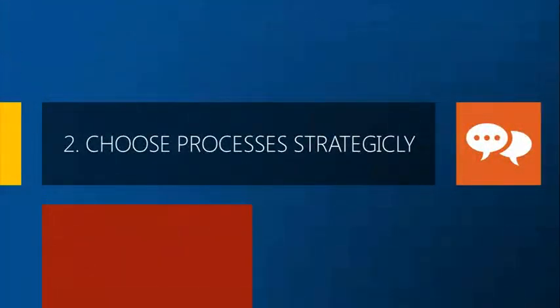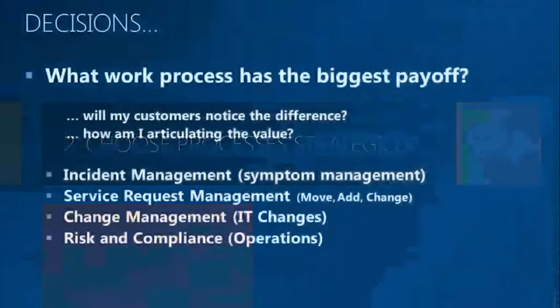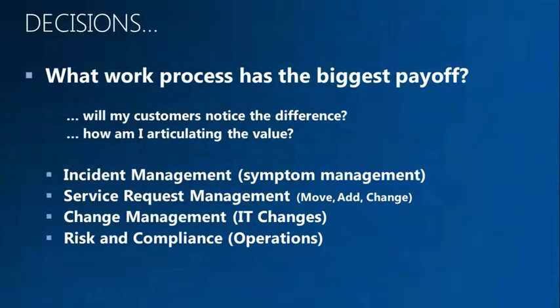So what's the number 2 way? Is to choose processes strategically. What do we want to do? We want to choose the work processes that have the best payoff. Sometimes that isn't incident management.